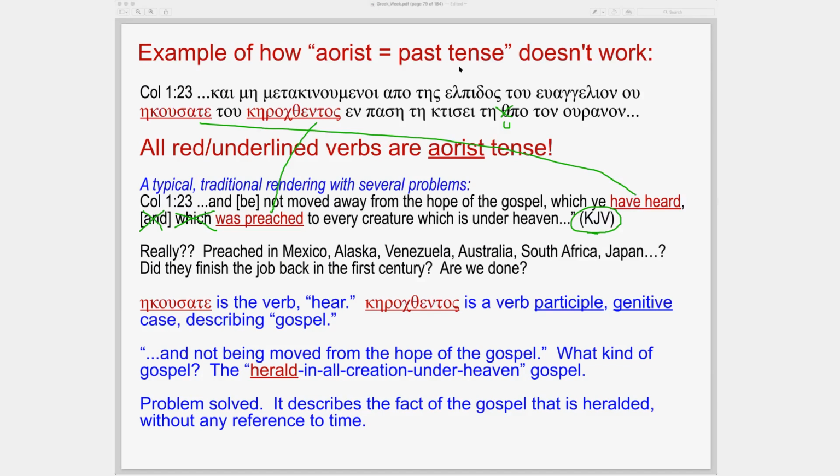Okay, so if you can internalize this, it's the preached in all creation under heaven gospel. Now, without the time aspect, since it's aorist tense, there's no time. We're disconnected from past, present, future. It's talking about the gospel. Now, this have heard is actually, the King James has the English present perfect tense. There is a way that you can spell it in present perfect, and this is not it. That's aorist tense.